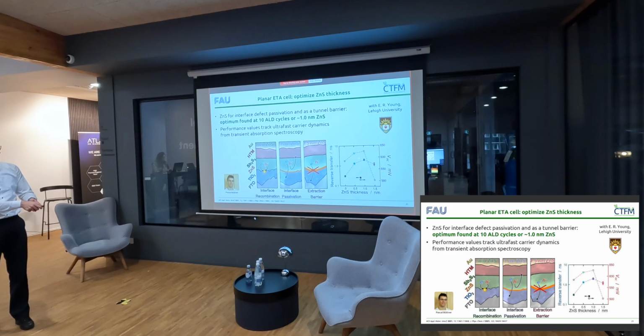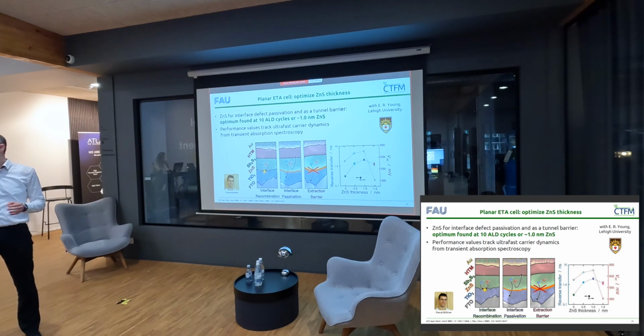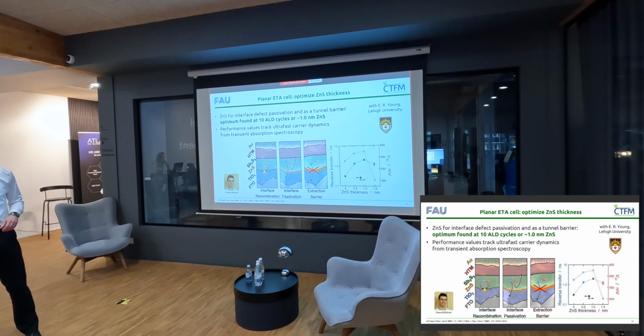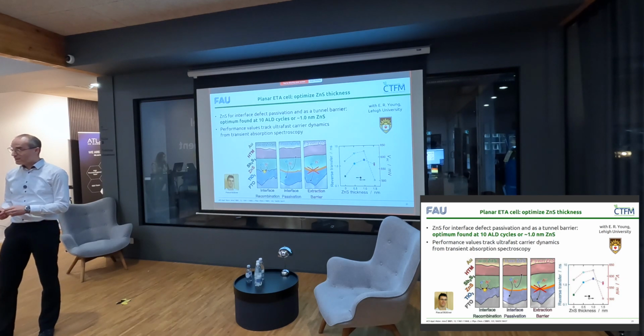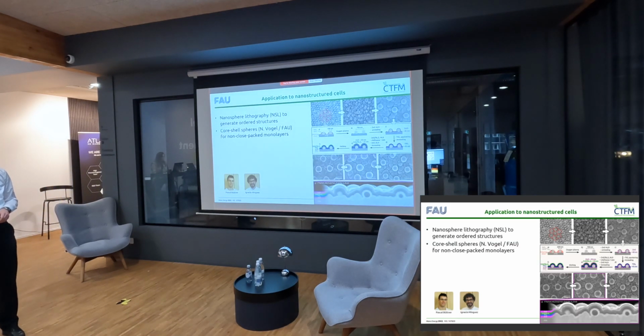And using ultra-fast pump probe absorption spectroscopy, we can also interpret that as being the moment where the layer is thick enough to prevent recombination of carriers at the interface, but thin enough to not hinder charge separation in the first phase. And now with all that, we can get back to nanostructured cells.